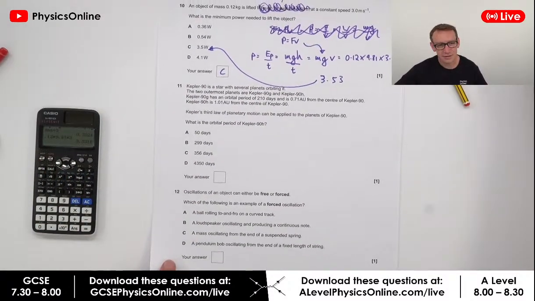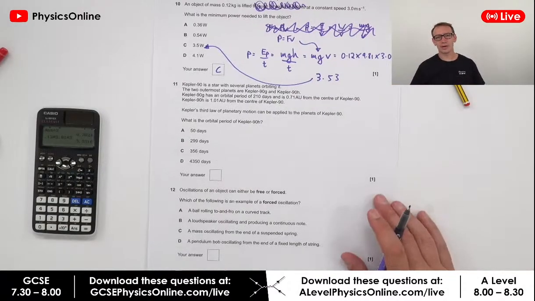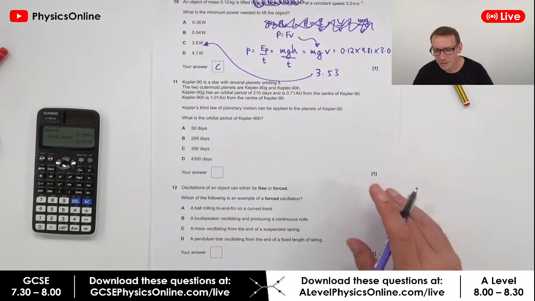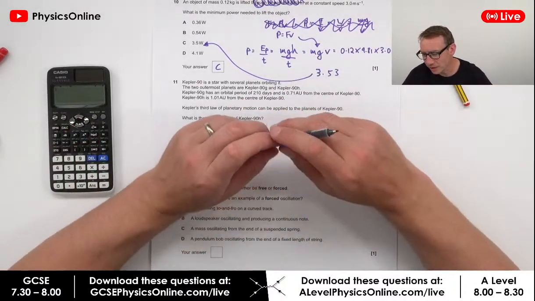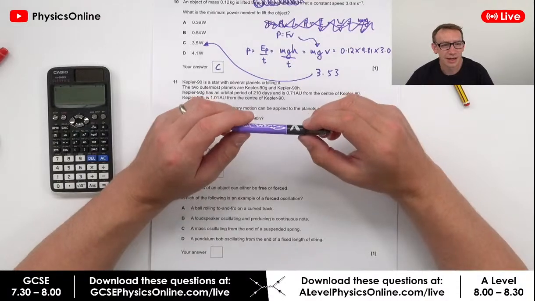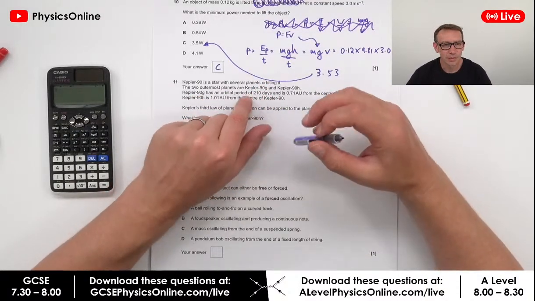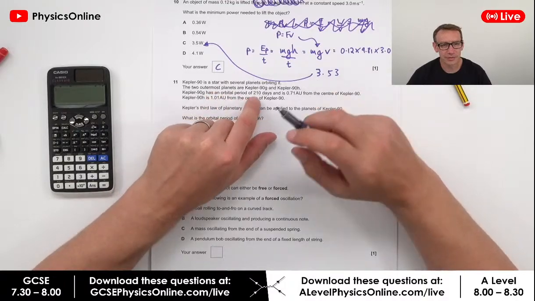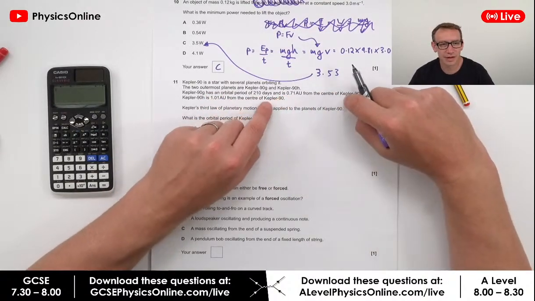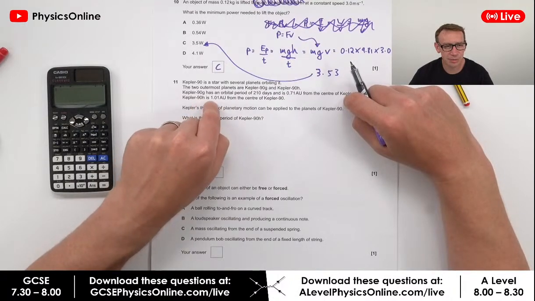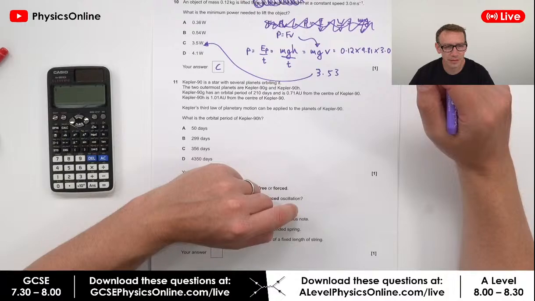Okay, this one's nice. Again, this is a paper 1 topic for OCR. For AQA, this is more of a paper 2 question. So let's have a look. Kepler 90 is a star with several planets orbiting it. The two outermost planets are 90G and 90H. We've got 90G with an orbital period of 210 days, and it is 0.71 from the centre of the star. Kepler 90H is 1.01 from the centre. So what is the orbital period of Kepler 90H?